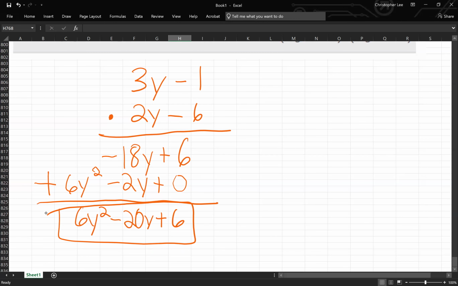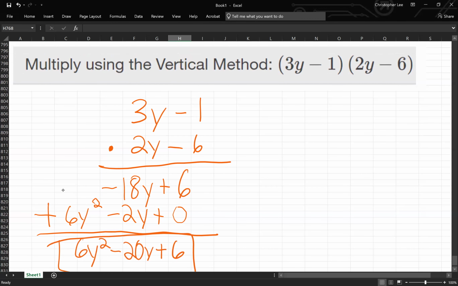This is the same vertical method that you guys know from regular numbers. You can do this as well. This will work for all polynomials in addition to the distributive method. Again, pick one, focus on one, and that's it, right? Use your homework to practice it. Questions on this? Good.